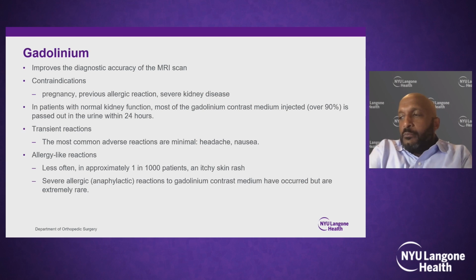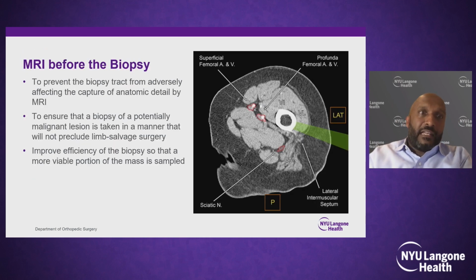So I would implore you, if you're thinking about a mass that you're working up, it's worth it to have a 2-minute discussion with the patient. Let them know gadolinium is usually safe and that it would add a lot of useful information in the assessment. I mentioned earlier the MRI.